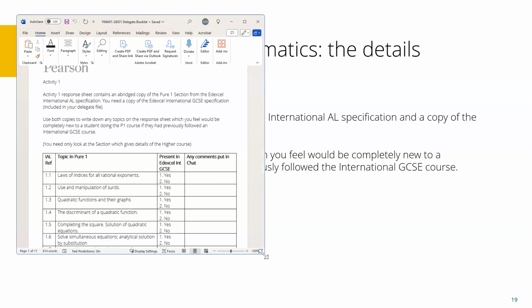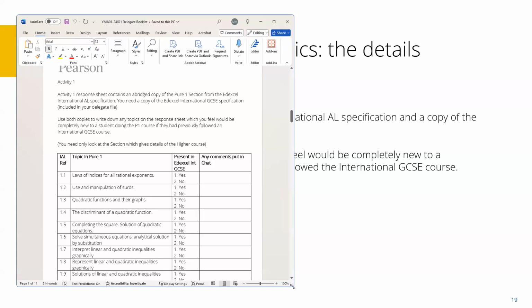So on this response sheet here, you have the Pure 1 section from Edexcel. You need a copy of the international GCSE. It should be included. If it's not included, as I said, try to do that from your expectations or your experience. Use both copies to write down any topics on the response sheet which you feel would be completely new to students doing P1, or if it's a follow-up from that. So laws of indices for rational exponents, is that a yes or a no? Is that present in the international GCSE?